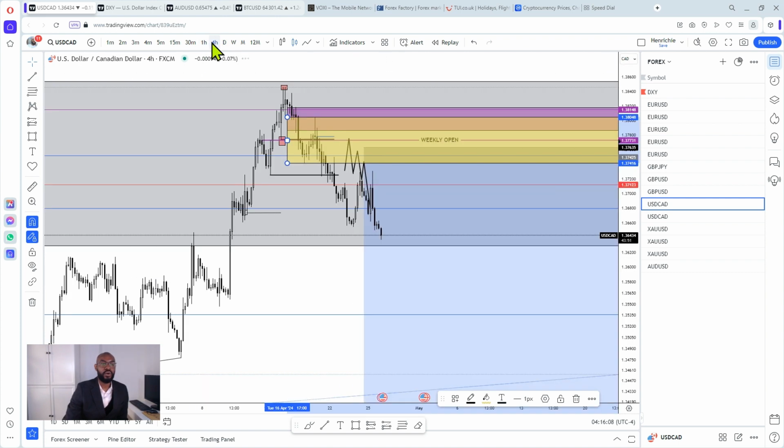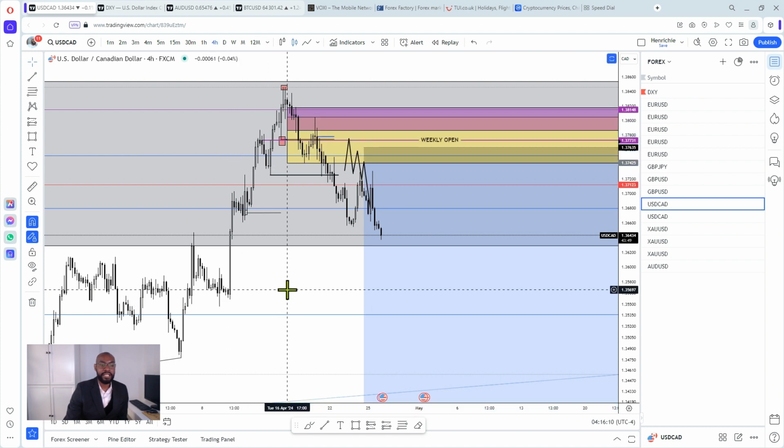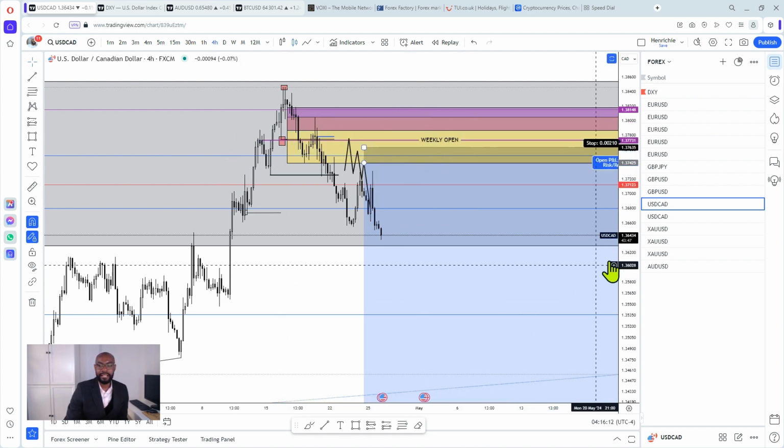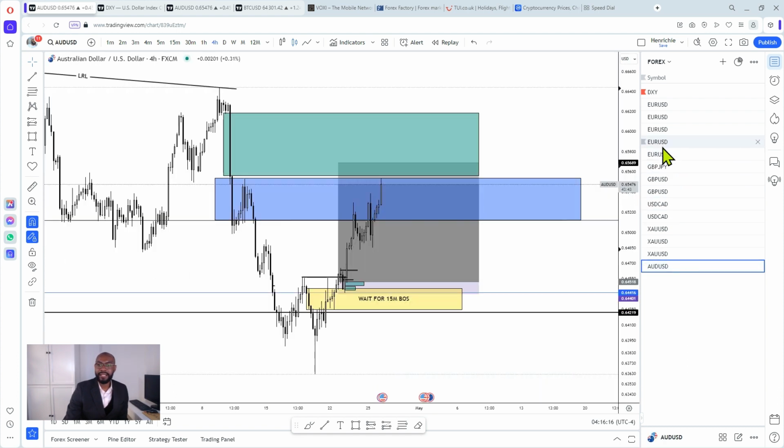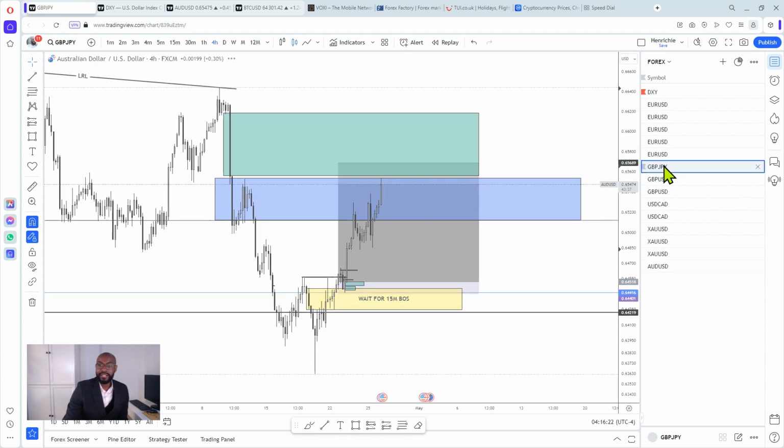So that is what I'm watching. I'll be watching that very closely. And if I do see that, then I'll be sharing the trade idea with members as well. So that is my analysis on USD CAD.